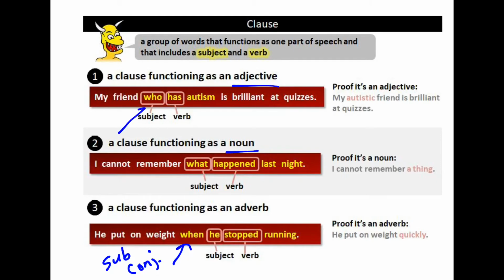And here we begin these dependent clauses with the word who that replaces the noun in front of it, or what that begins a whole phrase or a whole clause that stands in place of a noun. We could replace what happened last night with a thing. In the same way that we can put autistic in front of friend instead of who has autism after friend.